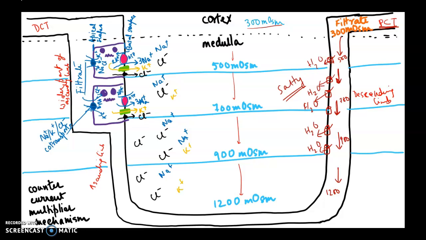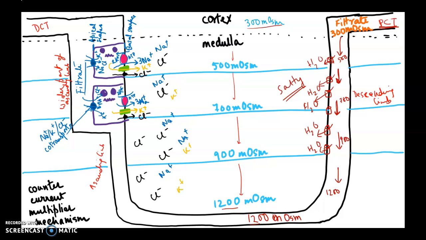Okay. And so therefore, what's happening to the filtrate? The filtrate is losing water to the interstitial space and of course getting more and more concentrated as it's moving down the descending limb. And at the very bottom, the filtrate is super concentrated at 1200 milliosmoles, which is equal to the concentration of the interstitial space. 1200 here, 1200 here, equal.